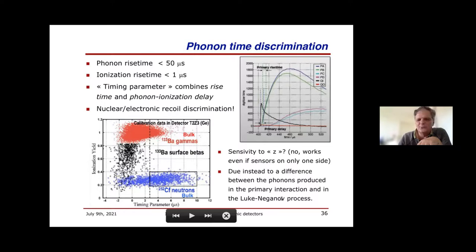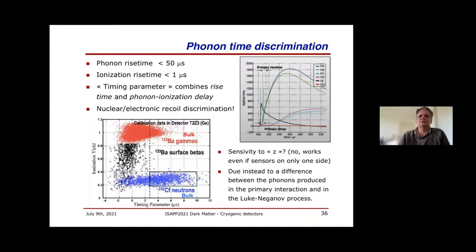the process of primary electron. Therefore, when you look at the time structure, you have a timing parameter, and when you look at the time structure at the same time as the ionization yield, you can separate surface beta, which have a bad ionization yield, from nuclear recoil that have a lower ionization yield, but not from the fact that they are in the surface. So this is one way to get around the problem of not having a good ionization resolution on the surface.